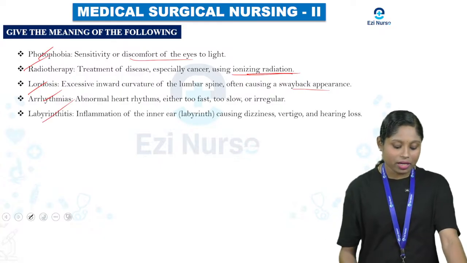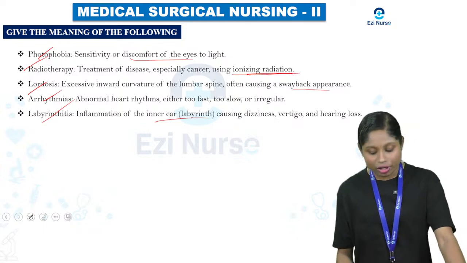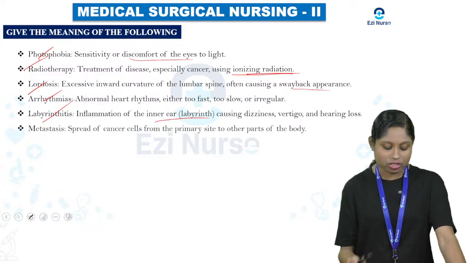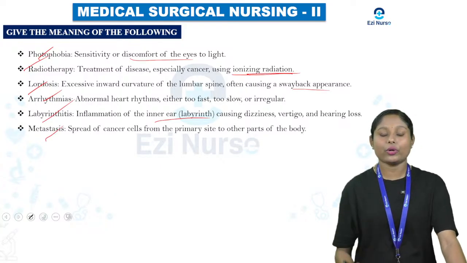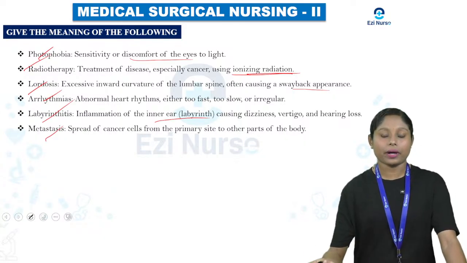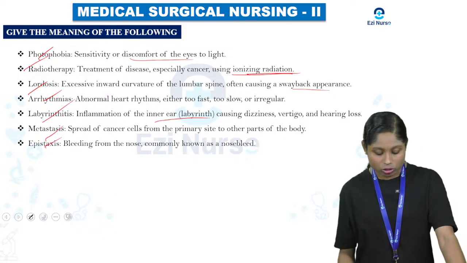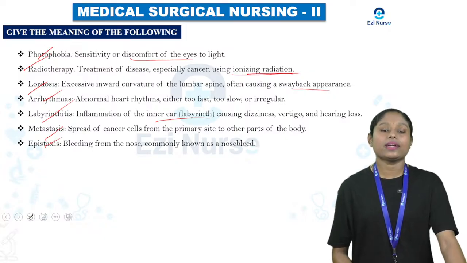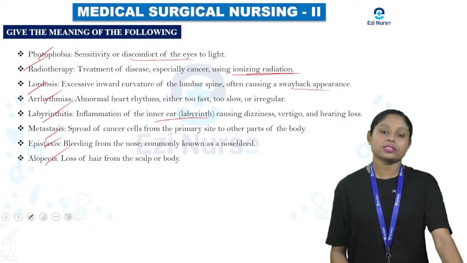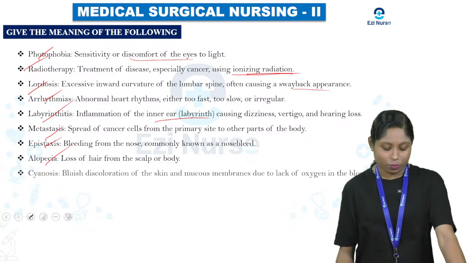So next is labyrinthitis. What is labyrinthitis? It is inflammation of the inner ear causing dizziness, vertigo and hearing loss. Inner ear infection is known as labyrinthitis. Next is metastasis. We have already seen this in the first part also. This is the spread of cancer cells from one part to another part. That is what is called metastasis. Epistaxis is bleeding from the nose. It's commonly known as nosebleed. Alopecia, loss of hair from the scalp or from the body, is known as alopecia.